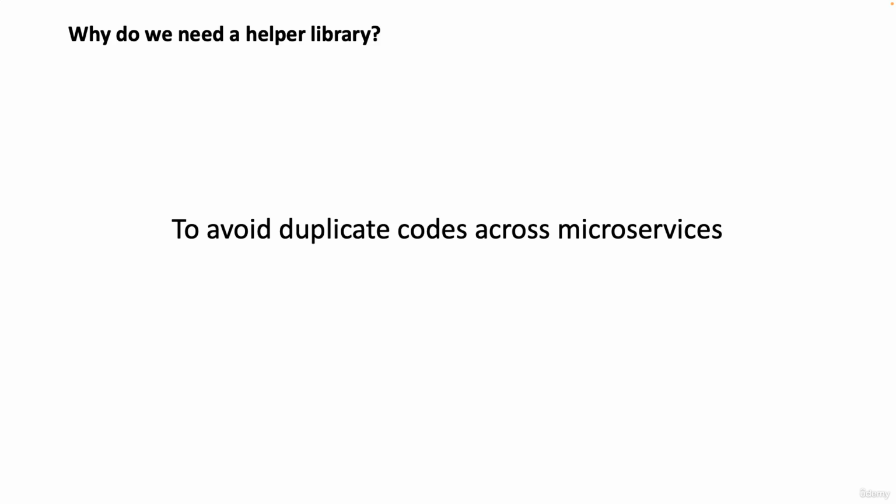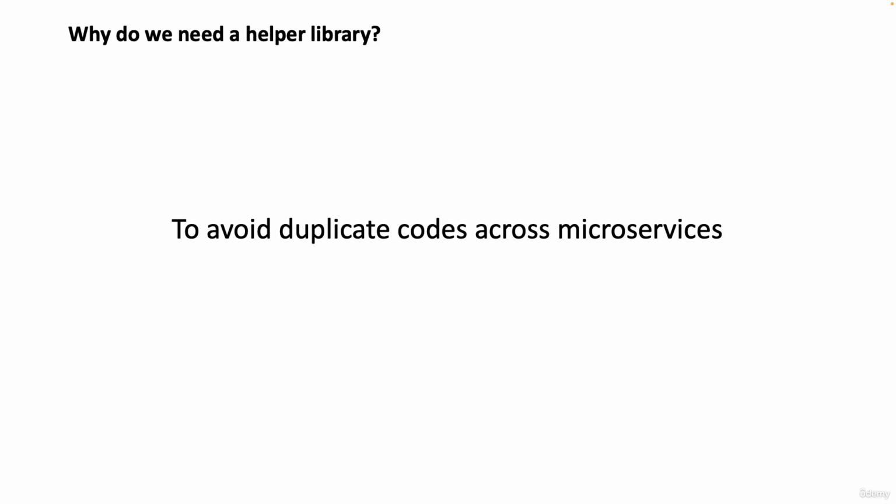When I started preparing for this course, I saw that there were a lot of parts that were duplicated. They were used across all the microservices. So I decided it would make more sense to move them out from those services and move them to a particular library that we can install in the service where we need them. So the reason why we need this helper library is to avoid duplicate code across microservices.